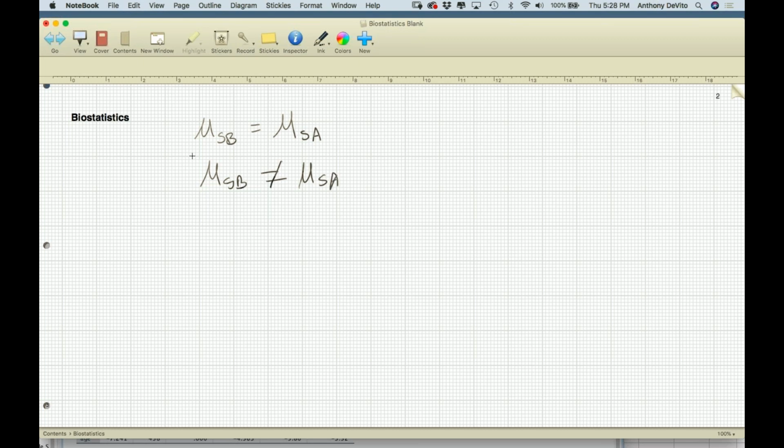Now, since we're doing a two-sided test, I'm not prejudging whether the stress level is higher or lower. Either one will satisfy me. I'm just trying to prove that it's different. We'll see the outcome, see if it's more or less, but I'm not going to prejudge that.